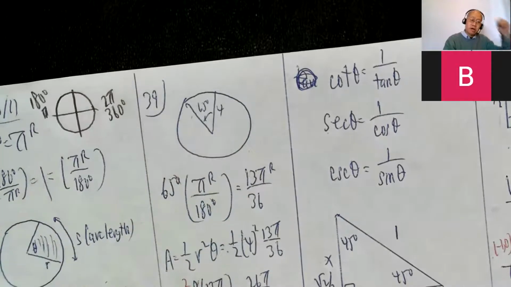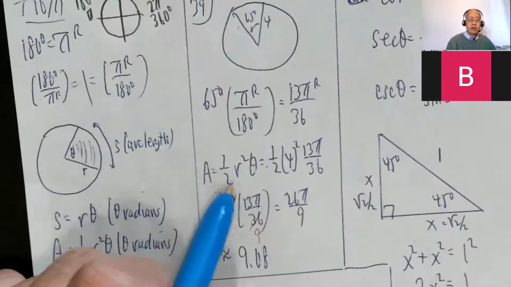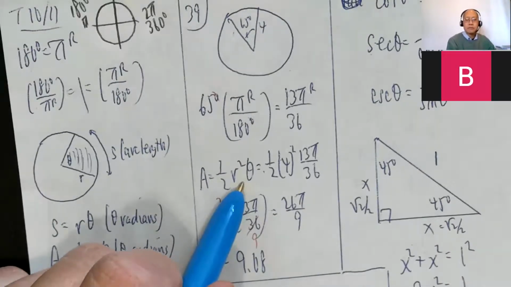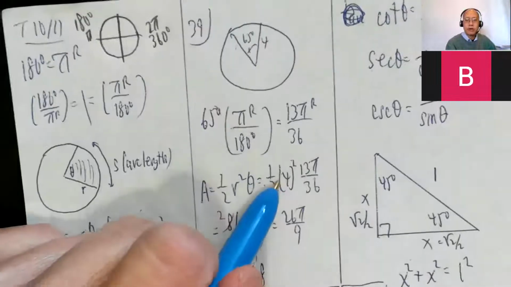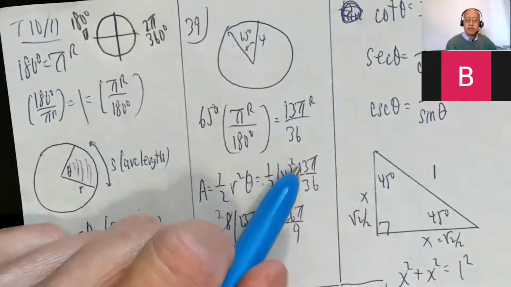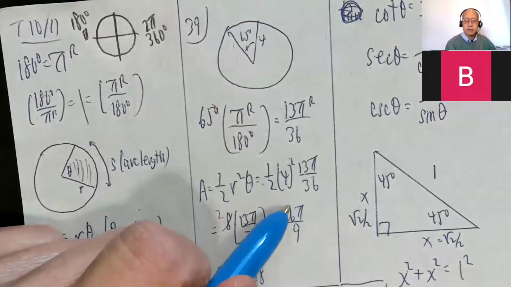So what's the area of my piece of pie? 1/2 r squared theta. 1/2, radius is 4, 4 squared. Theta is 13 pi over 36. Again, please notice it's got to be in radians, not in degrees.